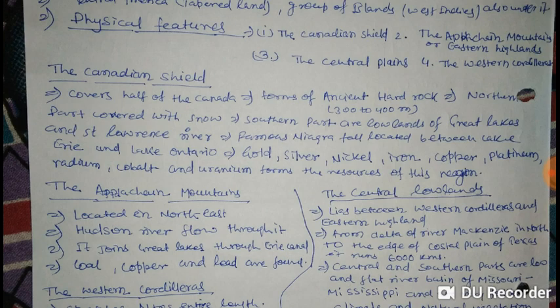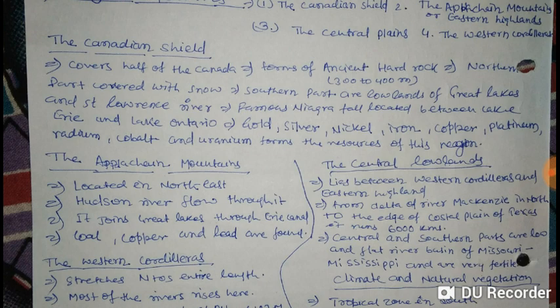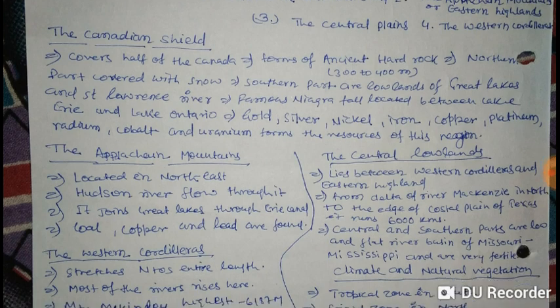Then next point is gold, silver, nickel, iron, copper, platinum, radium, cobalt, and uranium, which form the resources of this region. See, gold is also there, silver is also there. These are precious resources, and nickel, iron, copper, platinum are also important resources. Radium, cobalt, uranium, again these are very important resources. That is why this continent is very rich in mineral resources.